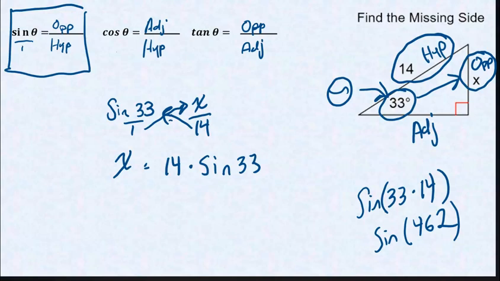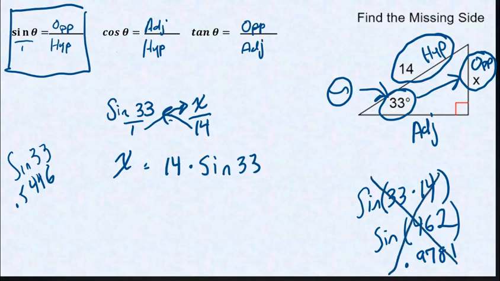That's not what we're looking for. We want to know, and if I punch that in, sine 462, I get this decimal, 0.9781. If I punch in sine 33 into the calculator, that decimal is 0.5446. These are different numbers, so that means you're going to get a different answer. This will give you the wrong answer.